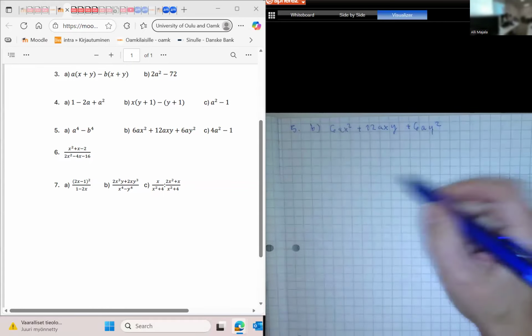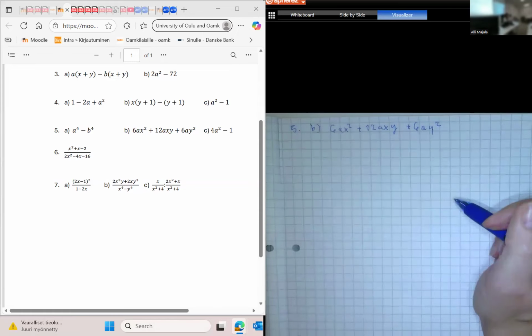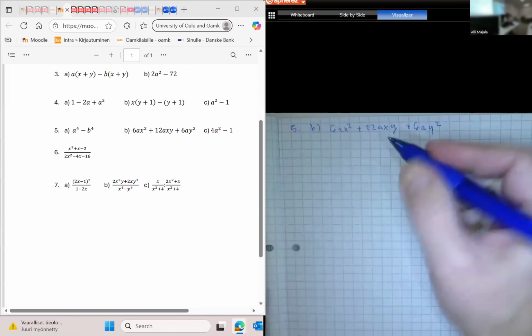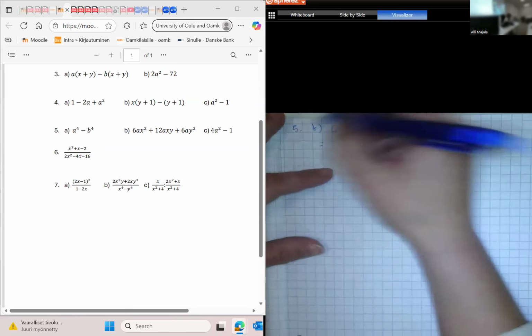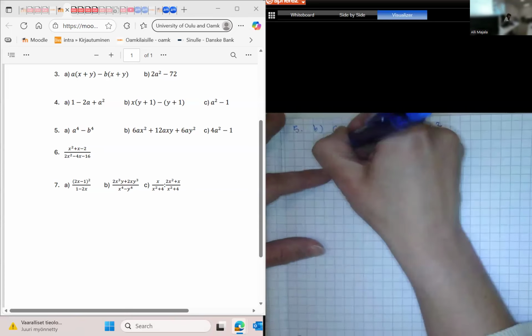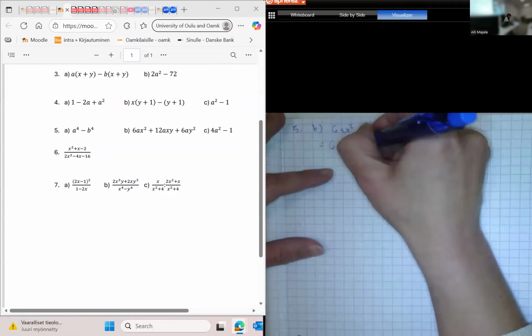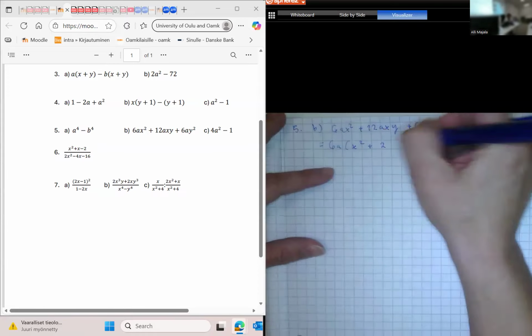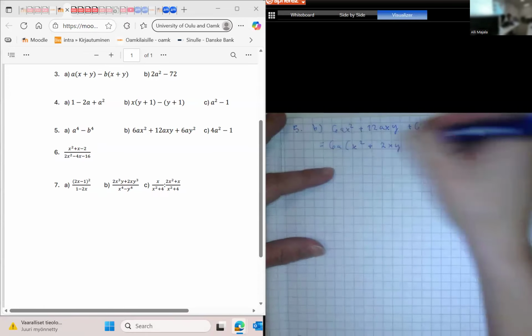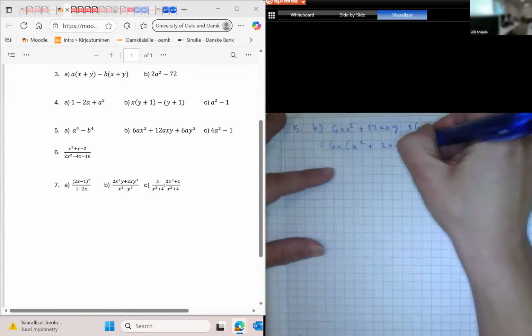Okay, so here has to be some kind of a... you multiply something, then you have something. If I take a common factor here, then most probably I would get through, yes? Okay. So if I would take 6a to multiply, then I would get x in the power of 2 plus 2xy plus y in the power of 2. Yes.